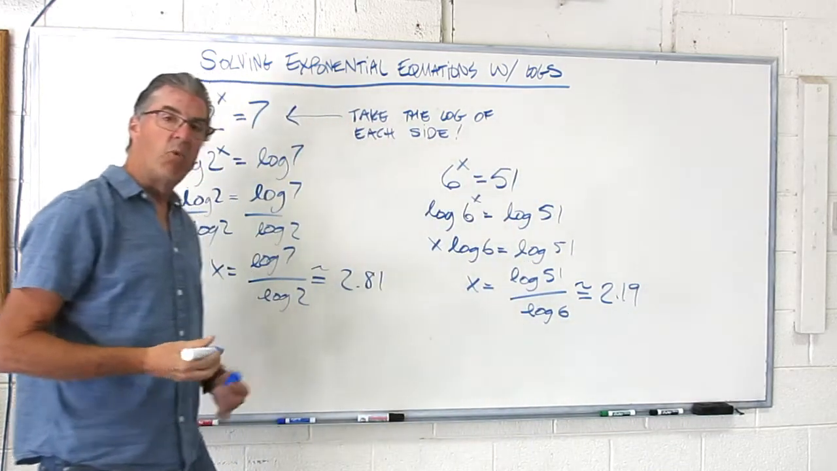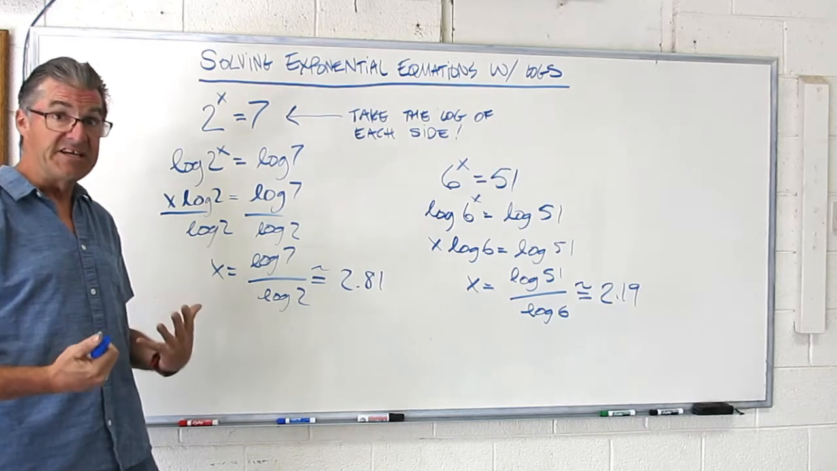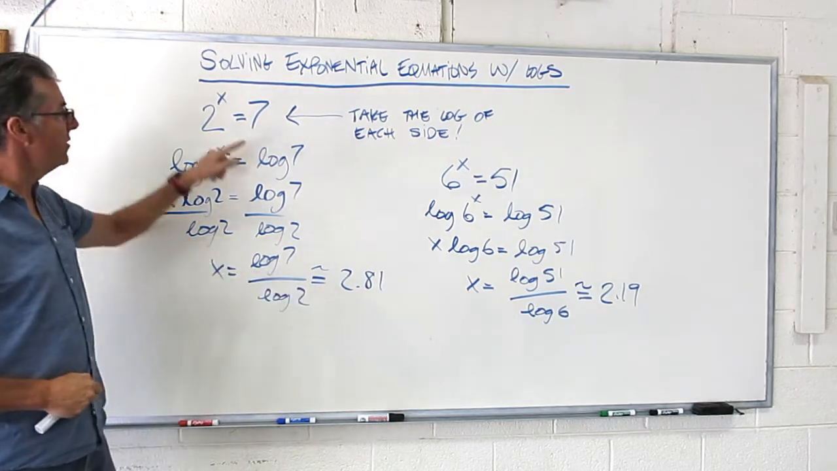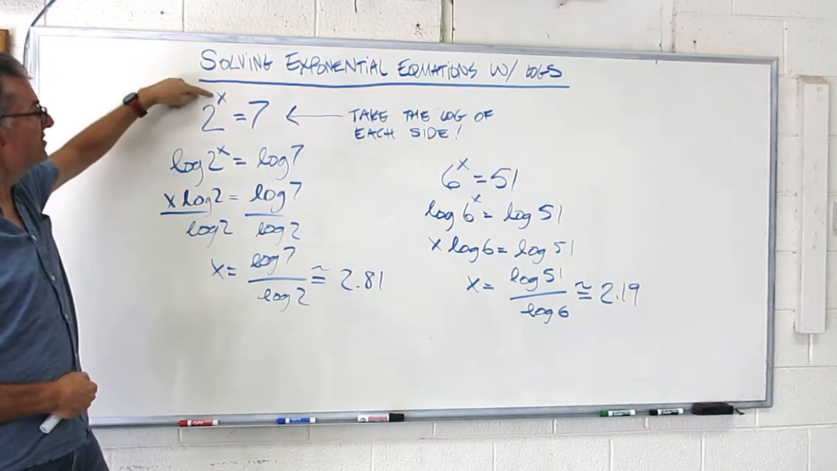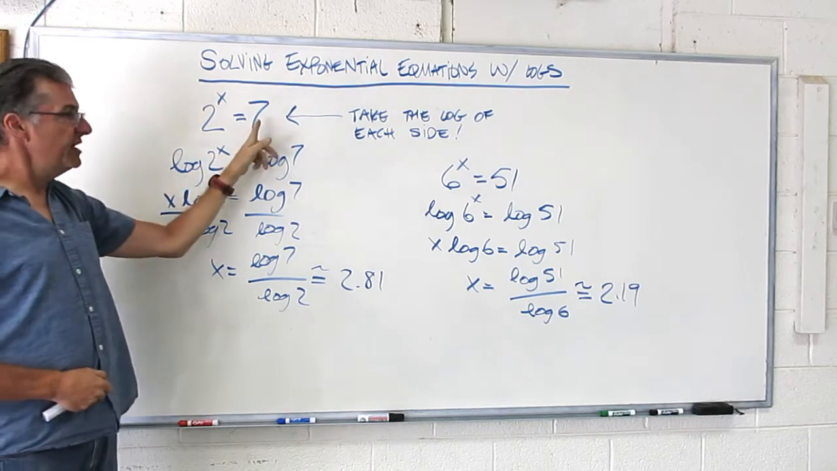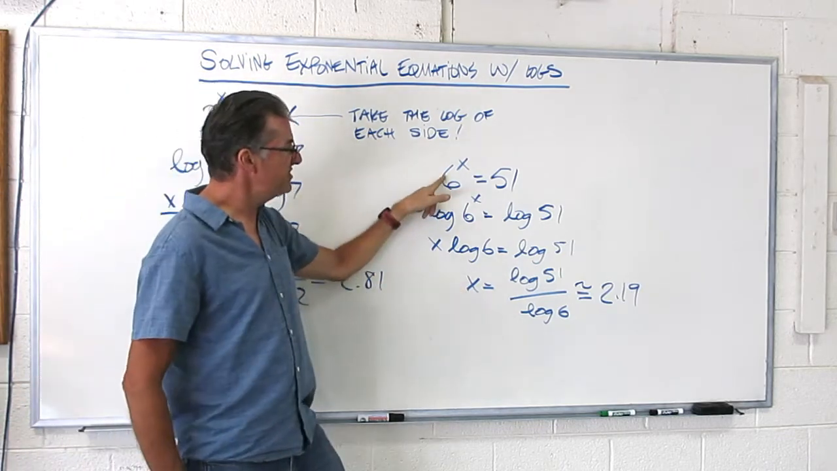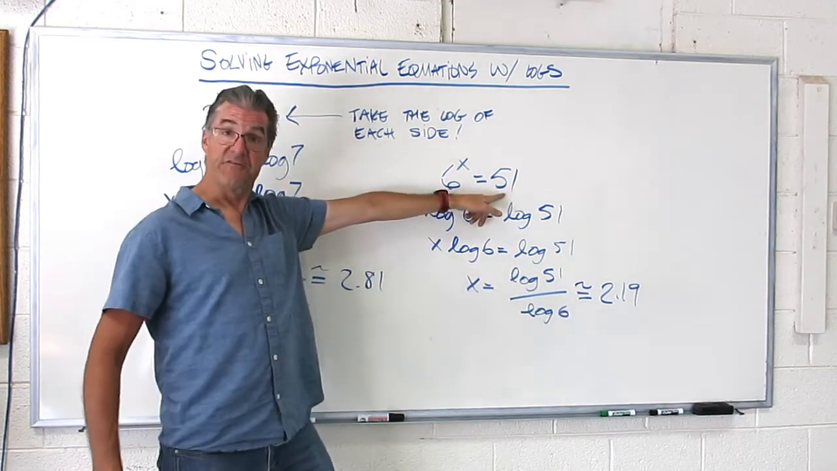I get 2.19. Now you have a way you can check these very easily. If you get your answer, 2.81, then you should be able to plug it back into your original equation, and if you raise 2 to the 2.81 power, you should get about 7. Same thing for this one. If you raise 6 to the 2.19 power, you should get about 51.